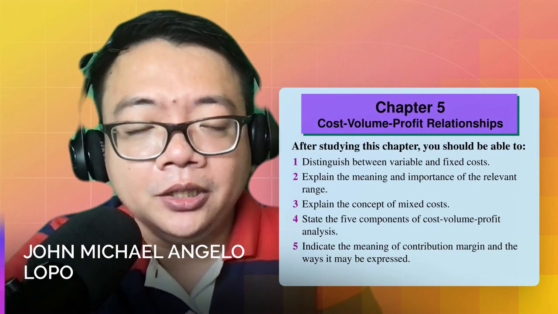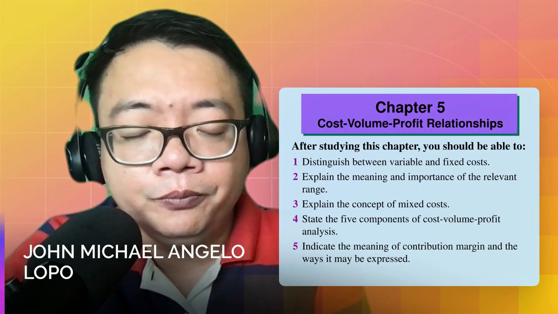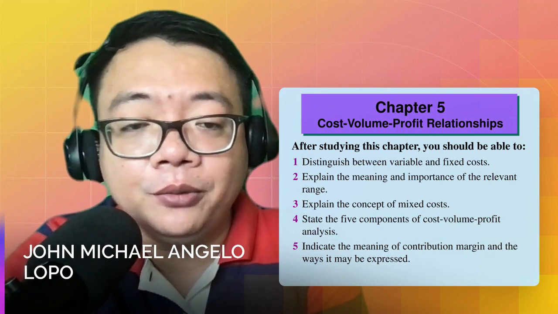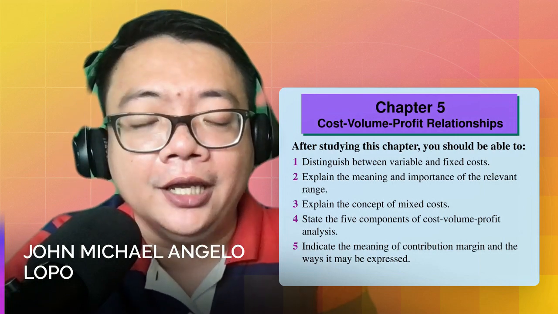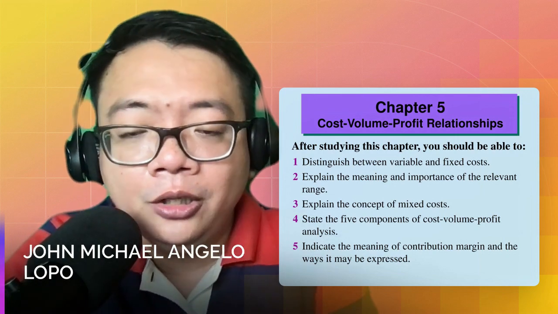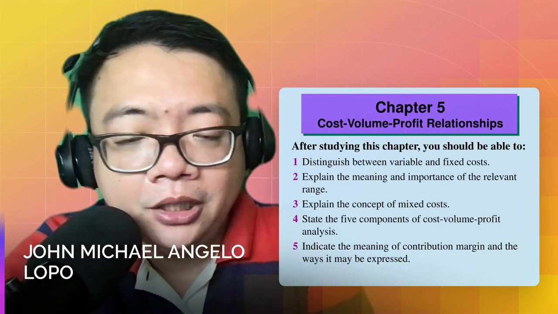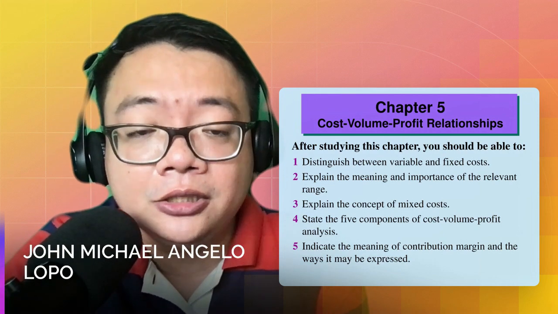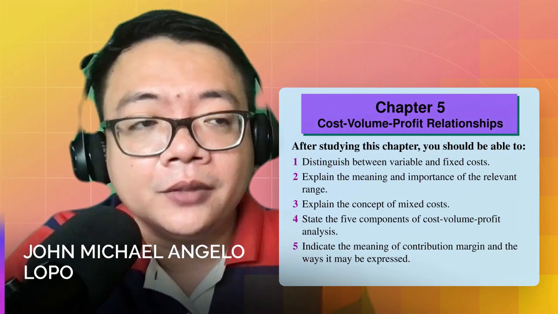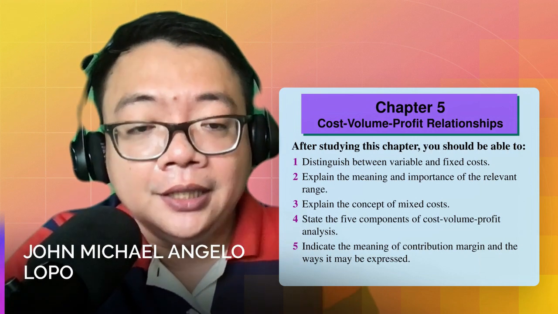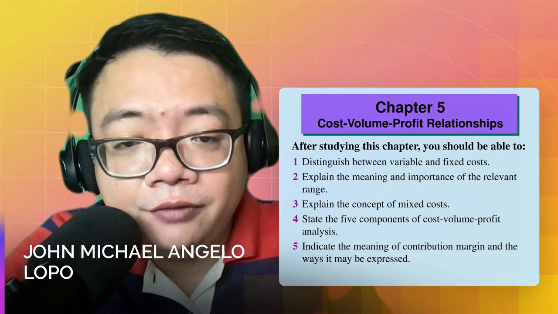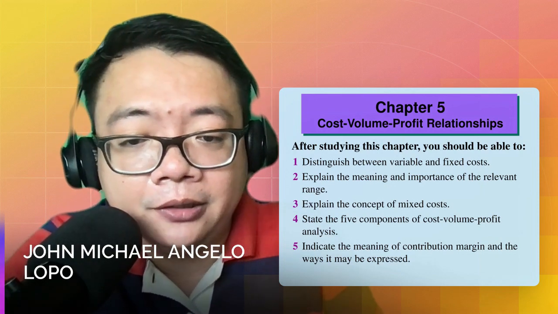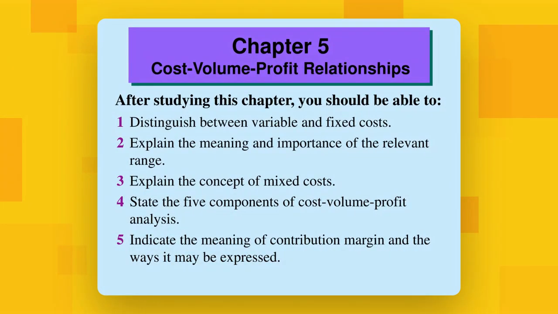With mixed costs, we will be able to separate the variable and your fixed costs. How do you separate your variable and fixed costs in the mixed costs? You have 3 methods, which are the high-low method, the least squares regression method, and the scatter graph method. But in this review lecture, I will only discuss the high-low method and the least squares regression method.